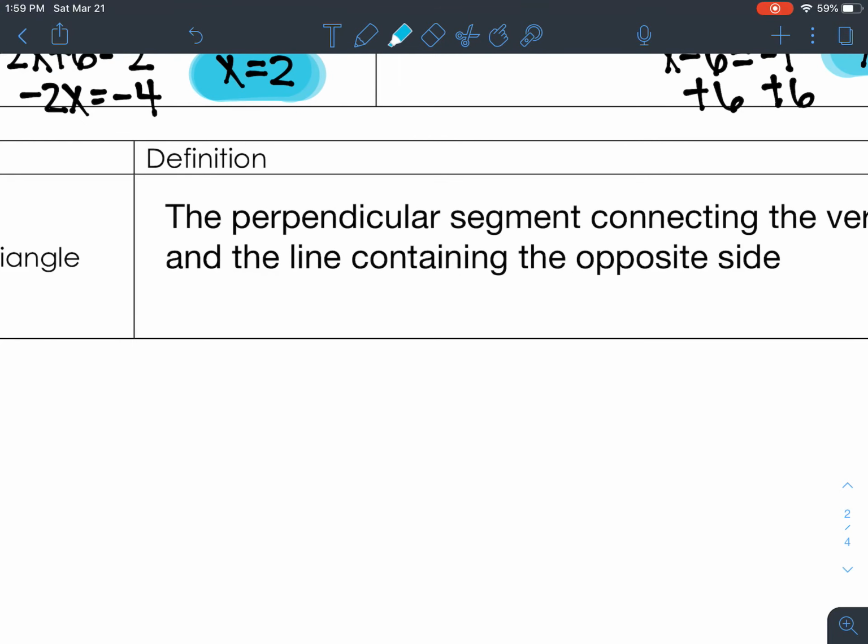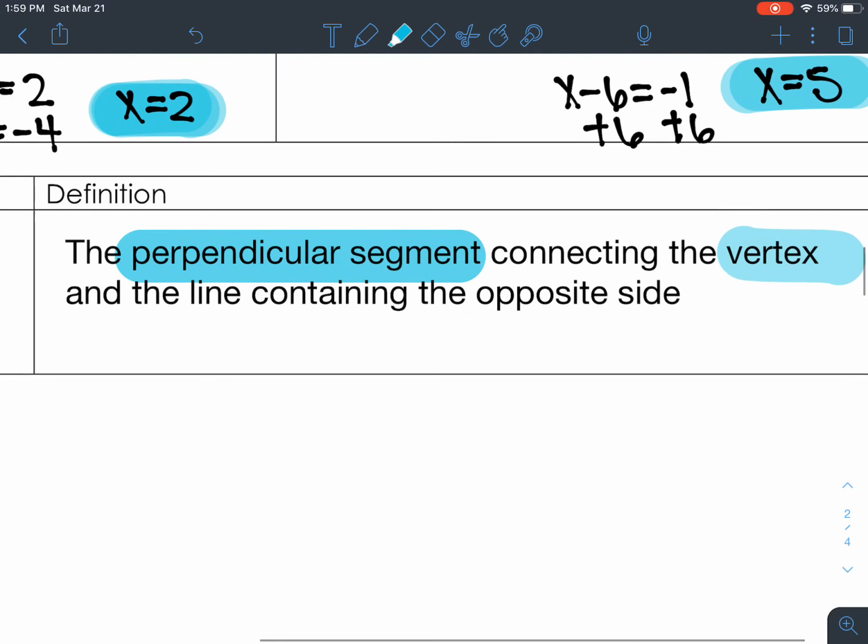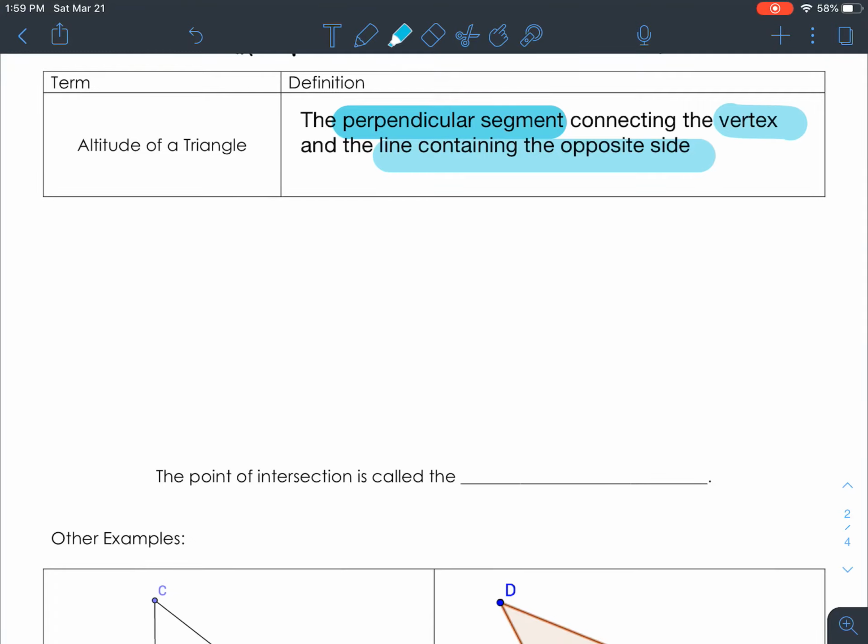All right, but let me highlight some of the key things. It says it's the perpendicular segment. All right, automatically we know what perpendicular means. It has to connect a vertex. But what I really like about this definition is actually that last phrase, which is the line containing the opposite side. Okay, so let me give you an example. So I'm actually going to draw two examples here.